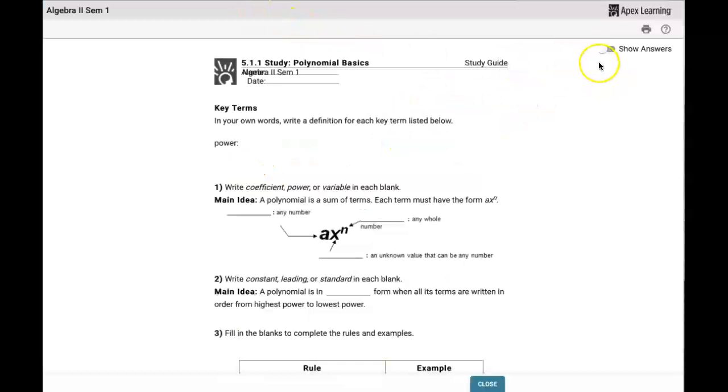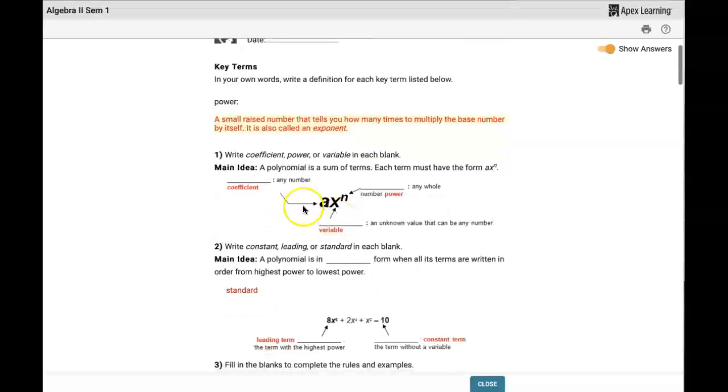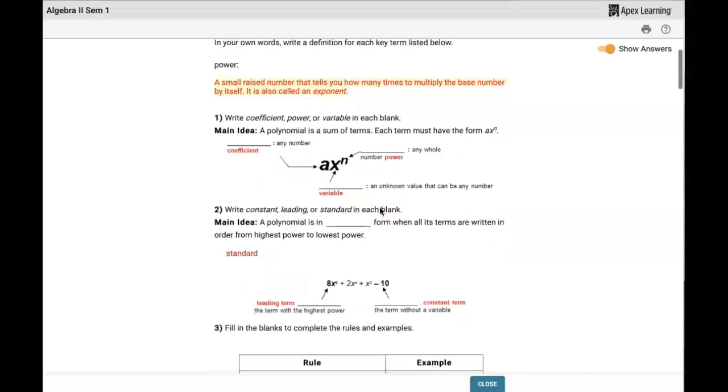So looking here at our study guide, you can write a definition for the word power. Okay, it's also called an exponent, right? It's the number of times you multiply the base number by itself. So 2 to the power of 4 means you're multiplying 2 by itself 4 times. So 2 times 2 times 2 times 2. All right, so A here again is a coefficient, X is our variable, and then N is our power.